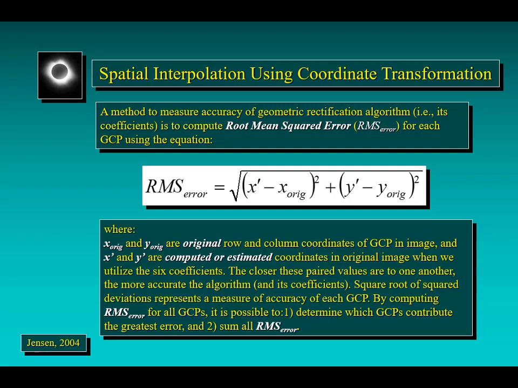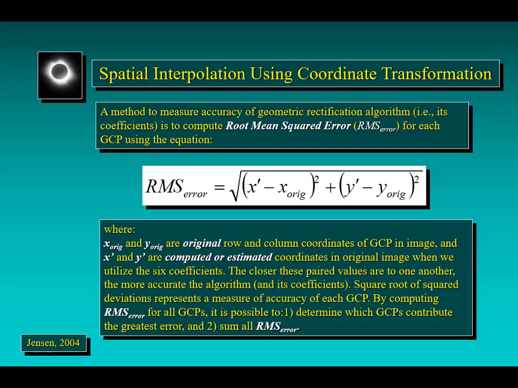So we have x prime minus x orig, and we take that quantity squared, plus y prime minus y orig, that quantity squared, and we take the sum of that and then the square root of that quantity. So x orig and y orig are the original row and column coordinates of our ground control point in the image, and the x prime, y prime values are the estimated coordinates in the original image, computed by utilizing those 6 coefficients.